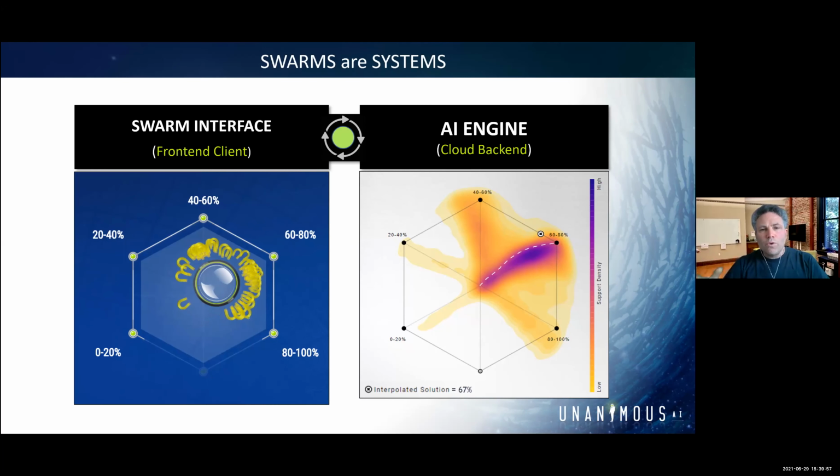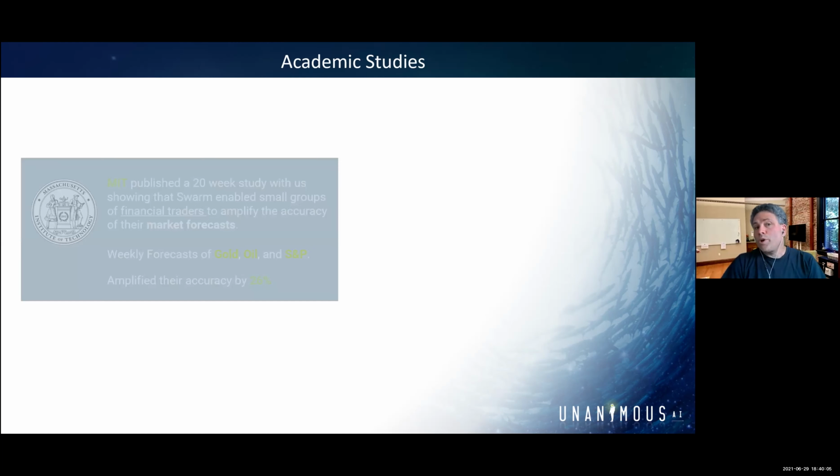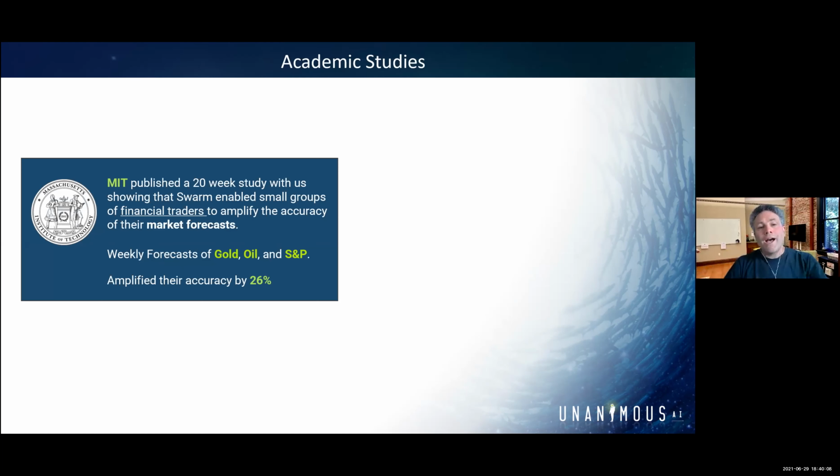And so we've been studying swarms, like I said, for 7 years. We've partnered with many universities and done formal studies that show that swarms are pretty successful. I'll just mention two. We published a study with researchers at MIT last year where we looked at forecasting financial markets: a group of people forecasting the price of gold, the price of oil, and the S&P 500 every week for 20 weeks. They did it alone, they did it as a majority vote statistical aggregation, or they did it as a real-time swarm, and the swarm amplified their accuracy by 26%. So, a big improvement when they work together as a system.